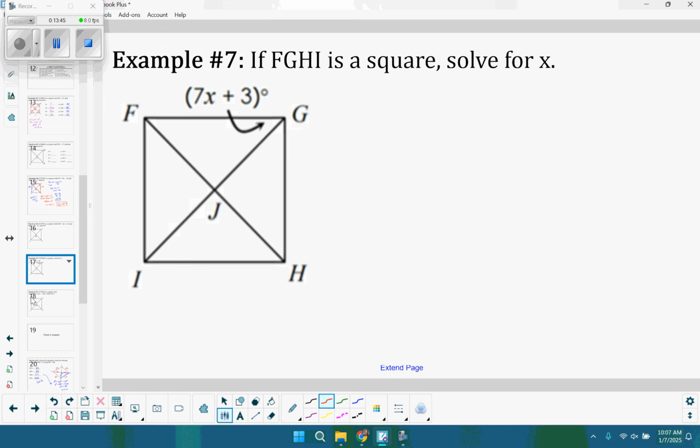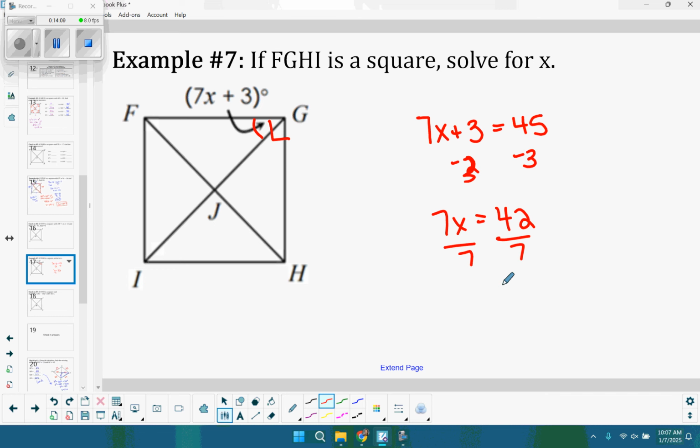So for example 7, we have a square. We know each of these little angles in the picture is 45 degrees. So all I have to do is set 7x plus 3 equal to that 45 degrees. And it's 45 because it started out as 90, but it got split in half. So subtract the 3. So 7x equals 42. Divide by 7, and we get x is 6.